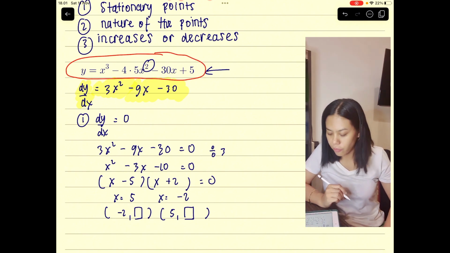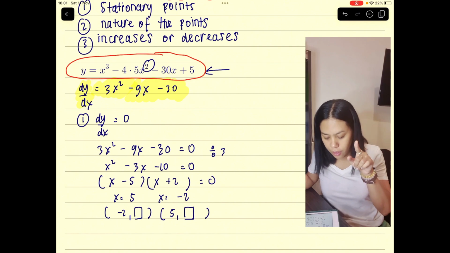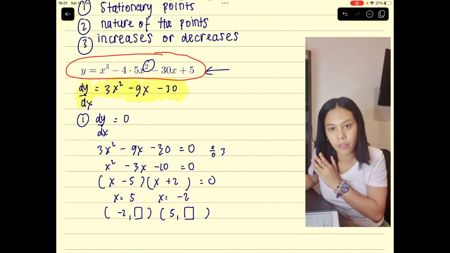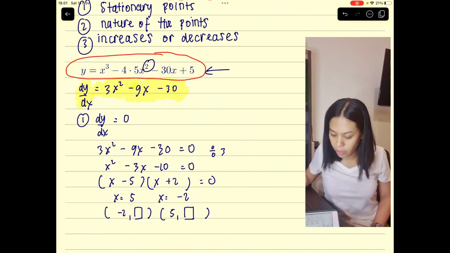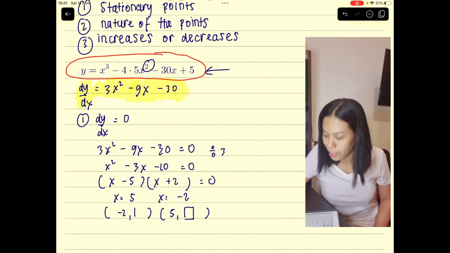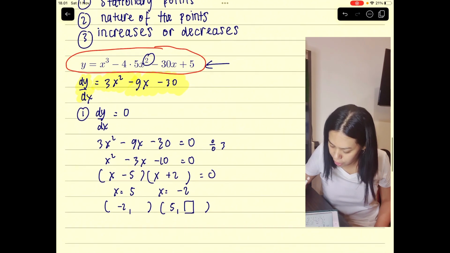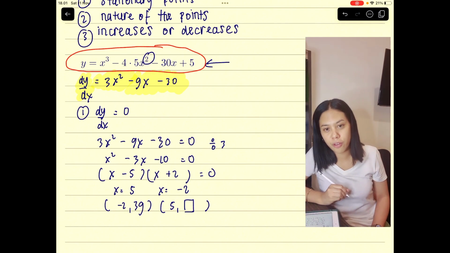So that's how I'm going to find the y. I'm going to input -2 into x cubed minus 4.5x squared minus 30x plus 5. Using my scientific calculator, I will have 39. I hope I'm not wrong, you can check also. So I'm going to put 39 here. One of the coordinates is (-2, 39).